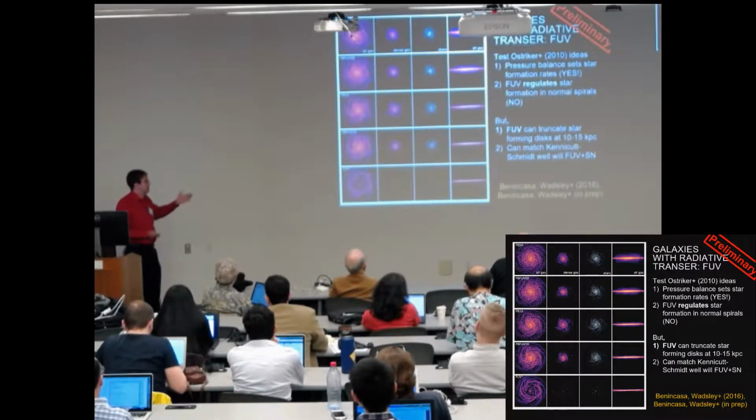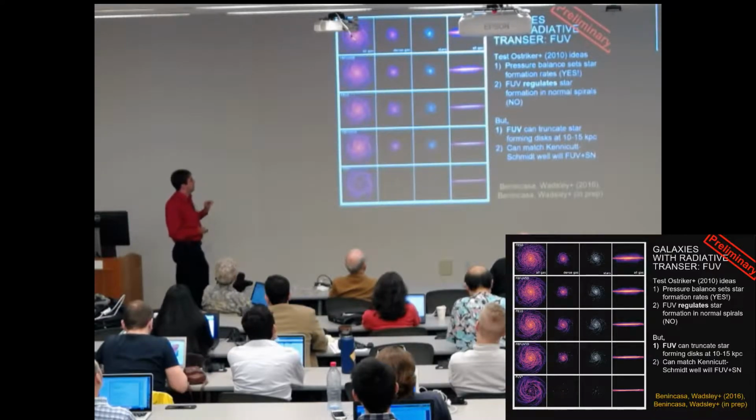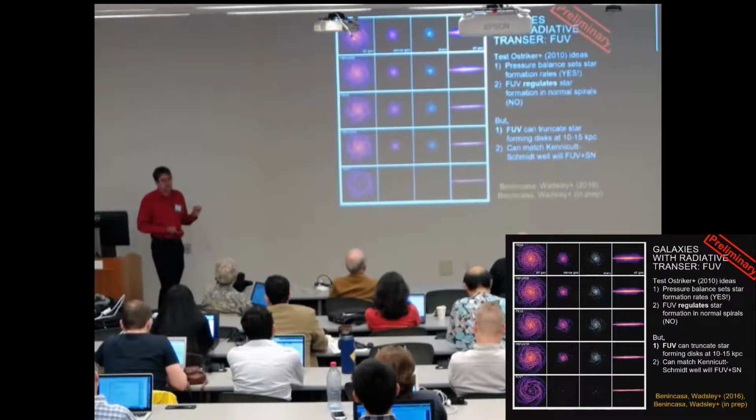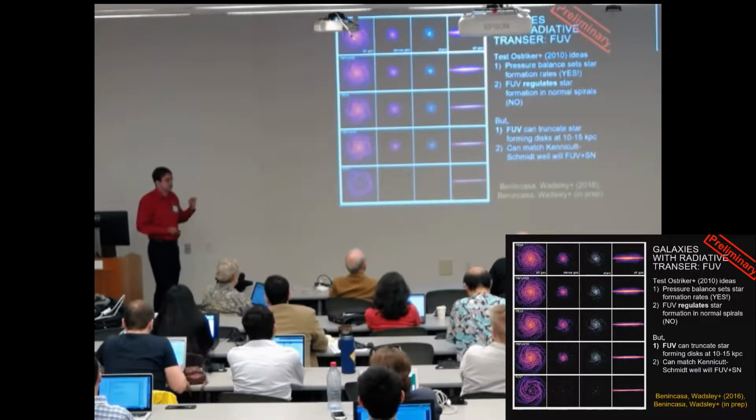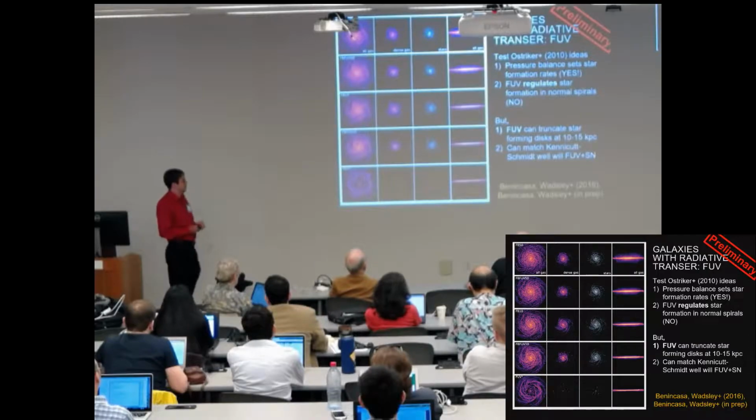And there's a consequence of this, which is if you really want to get your disk properties right, you need to resolve the scale height, because otherwise your midplane pressure is just wrong. So that's a strong conclusion that follows up on Samantha's earlier paper in 2016, which made this argument.